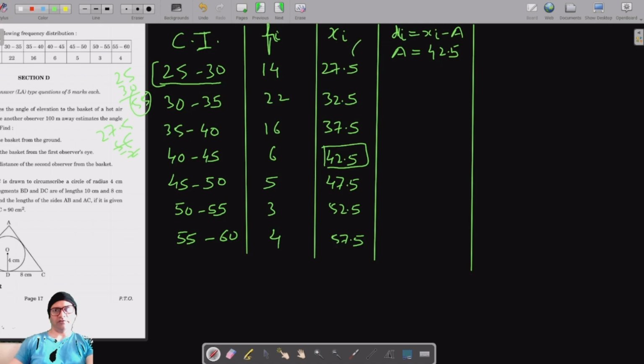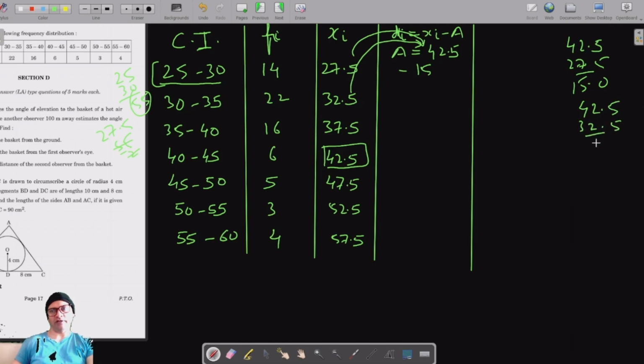So 27.5 minus 42.5 is negative. We have to subtract 42.5 from 27.5, which gives us negative 15. And 32.5 minus 42.5 is negative 10. So this will be negative 15, negative 10, negative 5, 0, and then 5, 10, and 15.